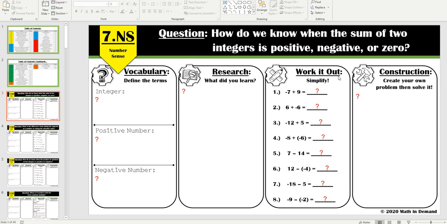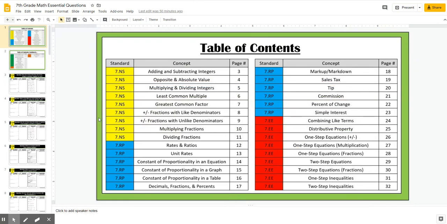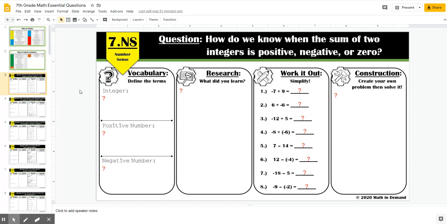So I'm going to go ahead and switch over to the Google Slides and then talk about that so you can see. So let's look at the Google Slides. Okay, so here I'm in my Google Slides, and it's the same thing like the PowerPoint. Nothing shifts. You can see nothing moves. And so if I go to my first slide of information, I can see that it's number sense, and I have these color-coded. So 7.NS number sense. My question is, how do we know when the sum of two integers is positive, negative, or zero?